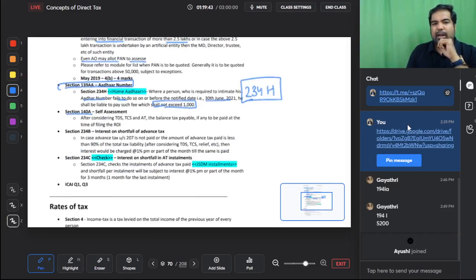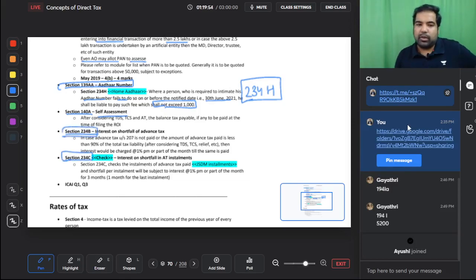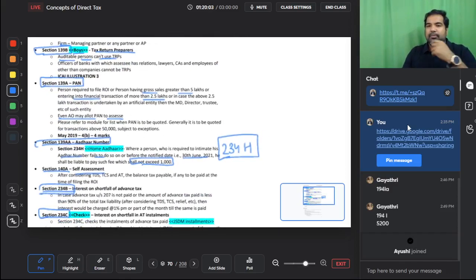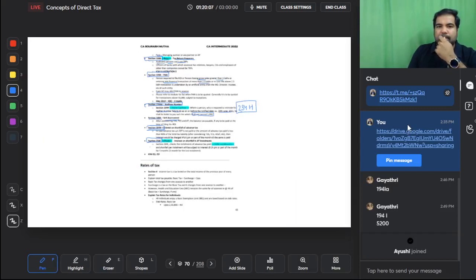Next is self-assessment. After considering your TDS, TCS, advance tax, if any tax is to be paid, it's considered as self-assessment tax. And these are sections for interest: 234C first, check, 234B, and then 234A. Guys, this is your return of income chapter. I told you it's a very small, sweet little chapter. We will now look at the questions in the module, and we will complete this chapter from there as well.